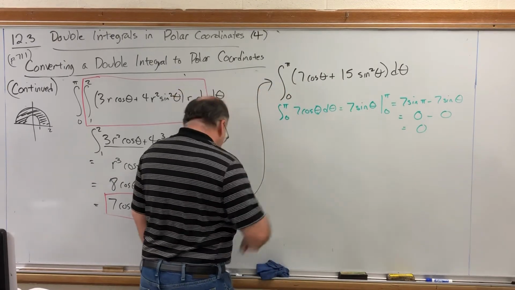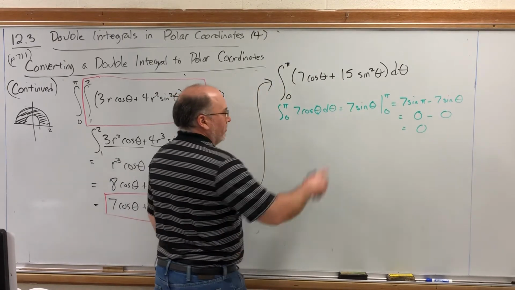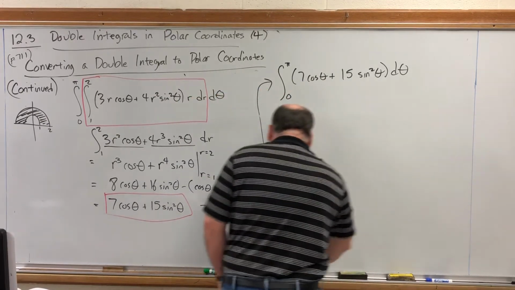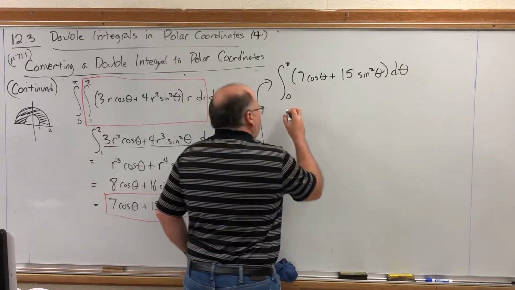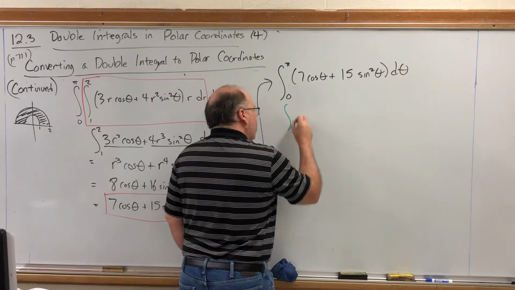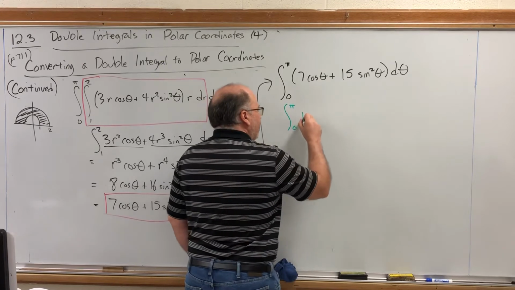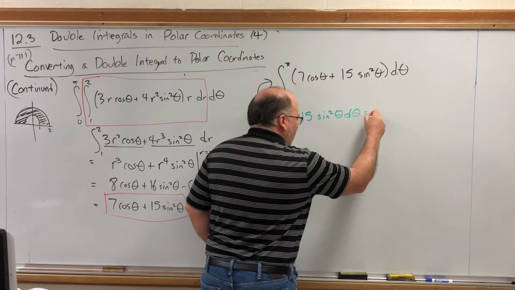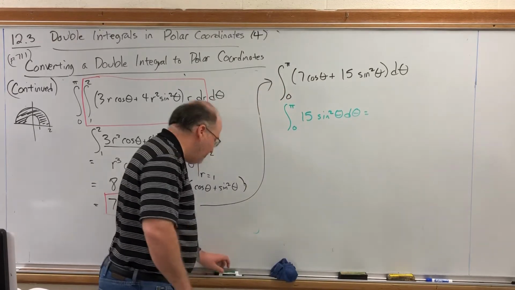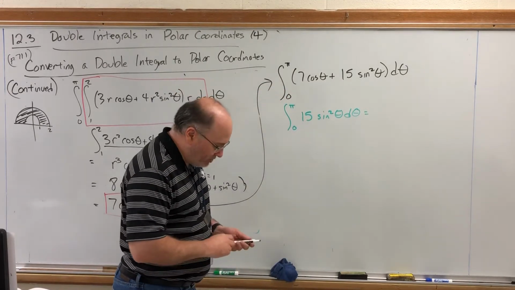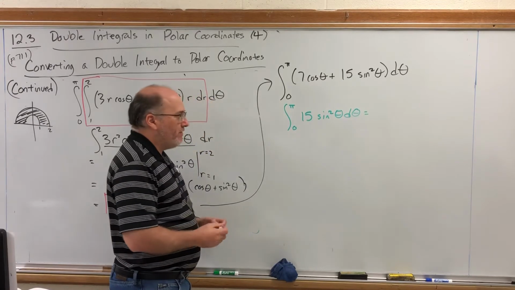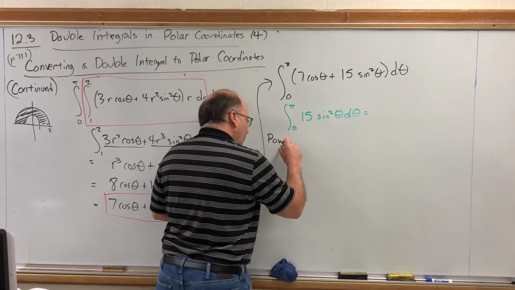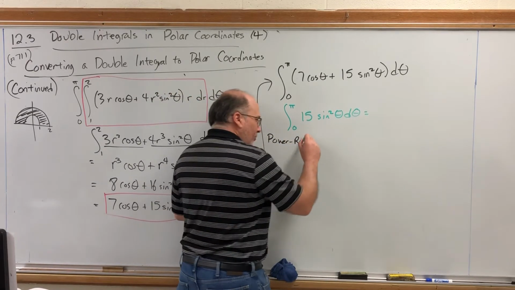So let's get rid of this and get ready to deal with the integral of 15 sine squared theta d theta. This one's going to take a little bit more work. The integral from 0 to pi of 15 sine squared theta d theta. By now, you should be familiar with how to attack the integral of sine squared or cosine squared. For both of those, you would have to use what's called a power reducing formula. The power reducing formula does exactly what its name implies.